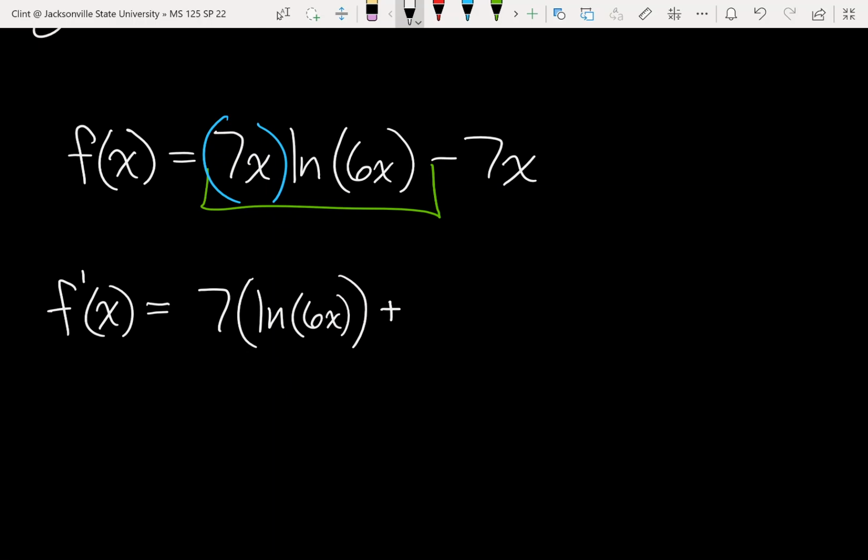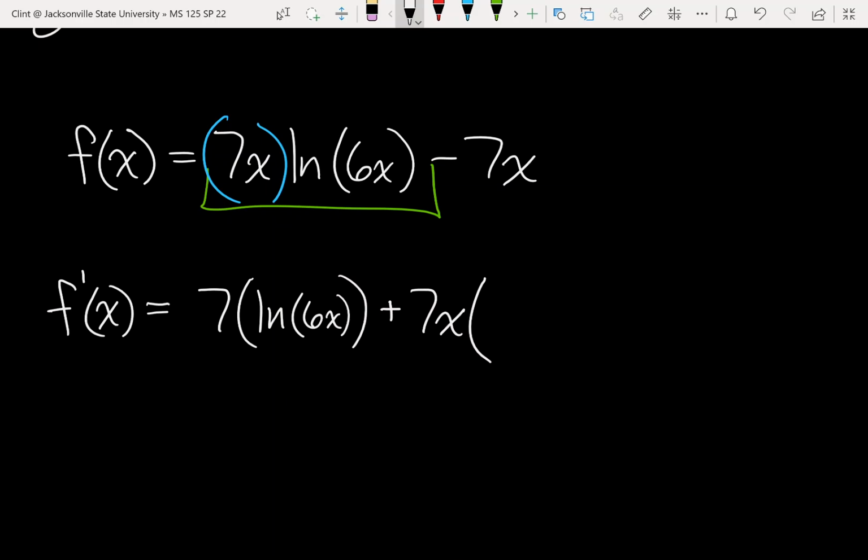Plus the first one, 7x times, okay, so here, when we take natural log of 6x, we've got two things going on. We're taking the derivative of a natural log, and then we've got chain rule because we've got 6x in there. But chain rule with natural log is not too bad.